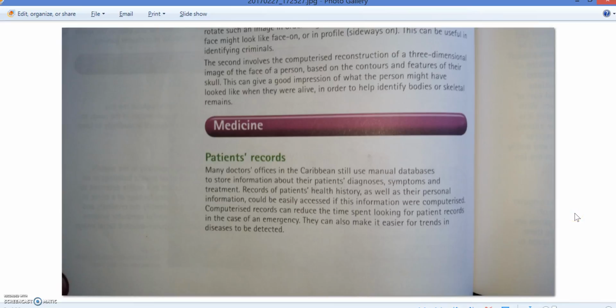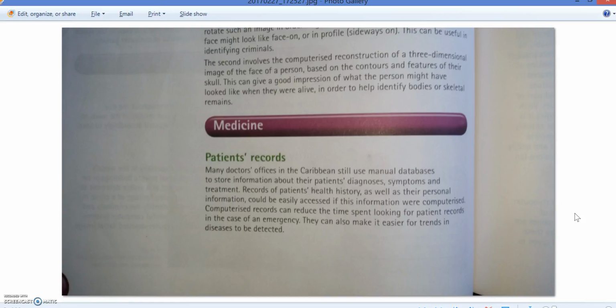This video discusses the applications of ICTs in the field of medicine. So just like law enforcement, if you look at many different medical dramas and so on that are on TV right now, you would again be exposed to many different examples of how computers are used in this field. So first we have patient records.